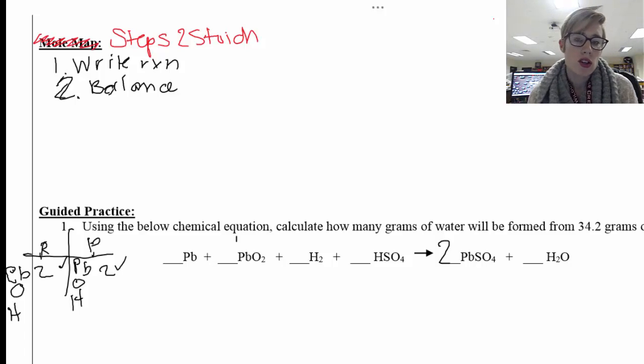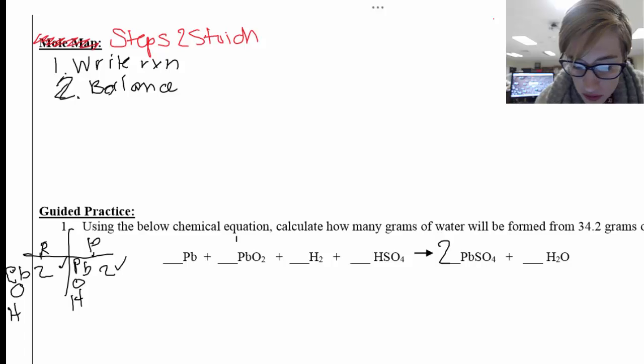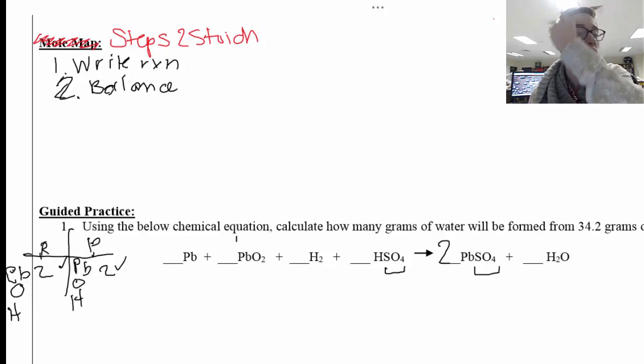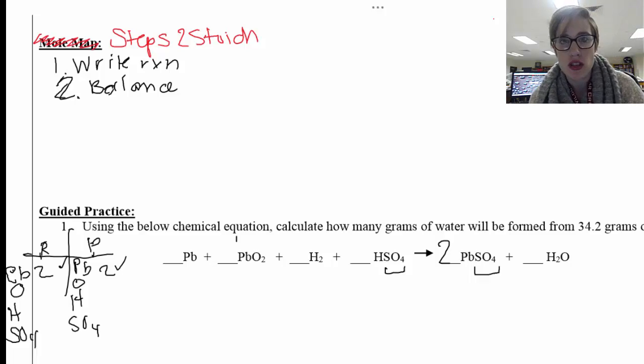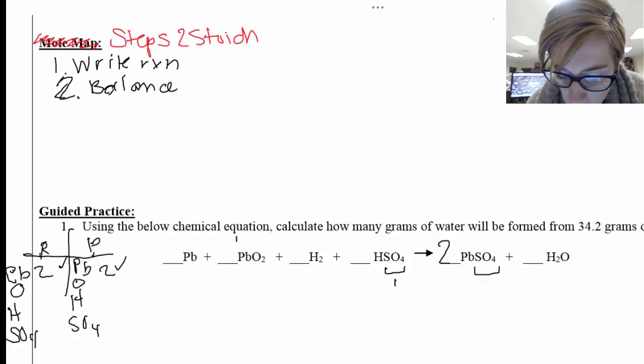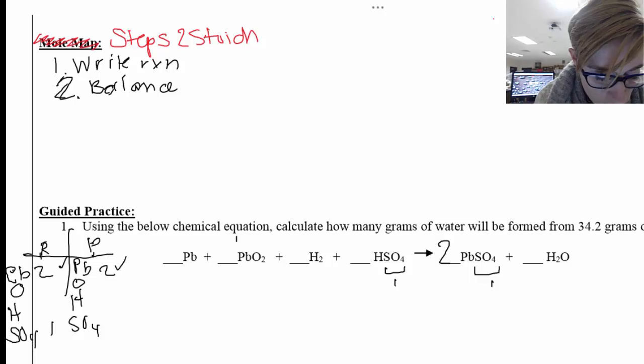Now, here's a good question. Why am I looking at my oxygens first? Oh, I forgot, guys. There's also SO4. Now, the oxygen in SO4, I'm not actually going to count as one of my single oxygens. I'm going to count it as my polyatomic, because anytime you have a polyatomic, you keep it together if it's on both sides. So SO4 goes here and SO4 goes here. Now, we should have learned that oxygen and hydrogen you balance last. So look at the SO4s. How many do we have? Well, I have 1 SO4 here and 1 SO4 here. So 1 and 1, those are balanced.